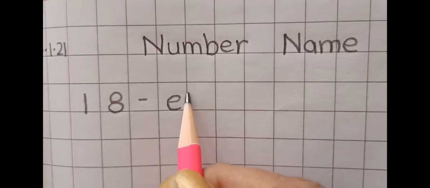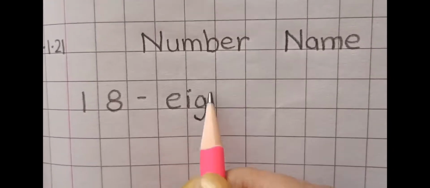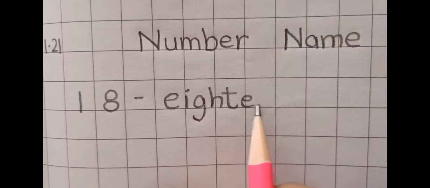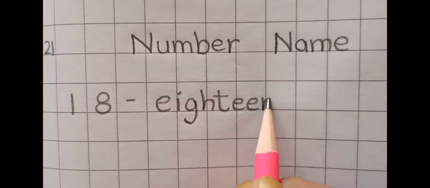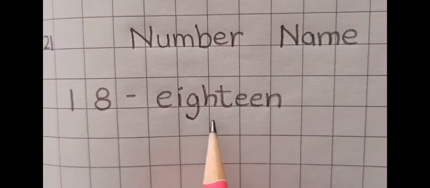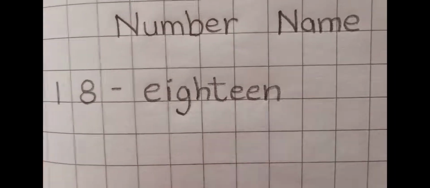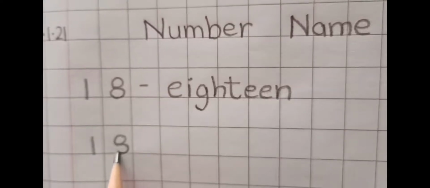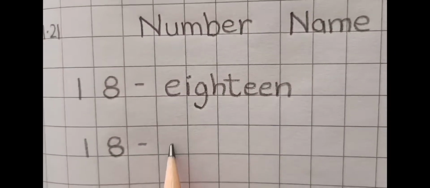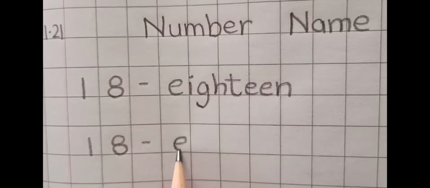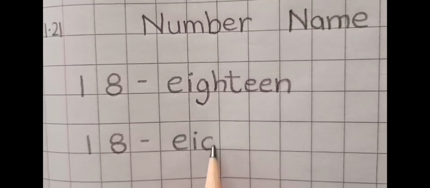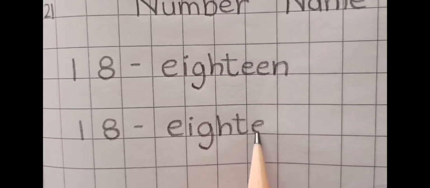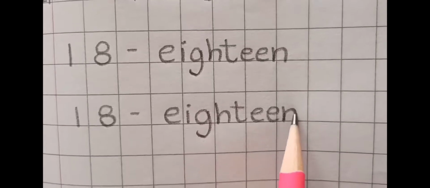E, I, G, H, T, E, E, N. 18. All the letters should be small. Now we have to leave 1 box and again write number 18. Then small dash. Then number name 18. E, I, G, H, T, E, E, N.